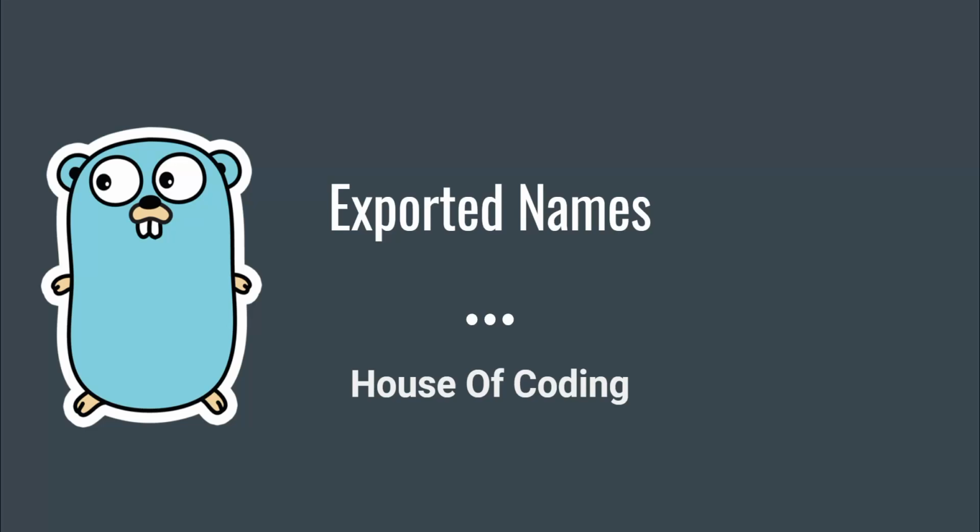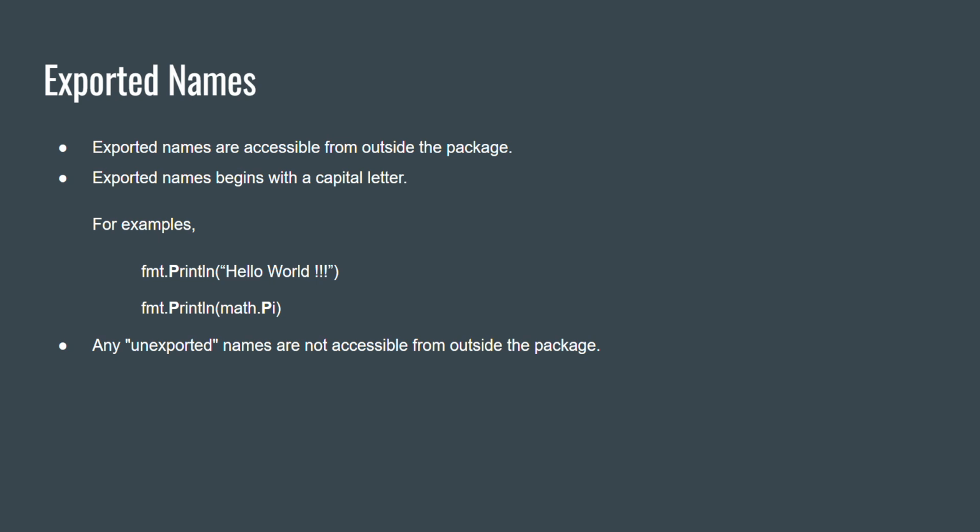Hello everyone, in this lesson we are going to discuss exported names. In Golang, a name is exported if it begins with a capital letter. Exported names are accessible from outside its own package.